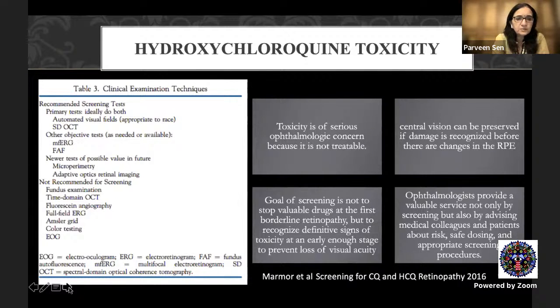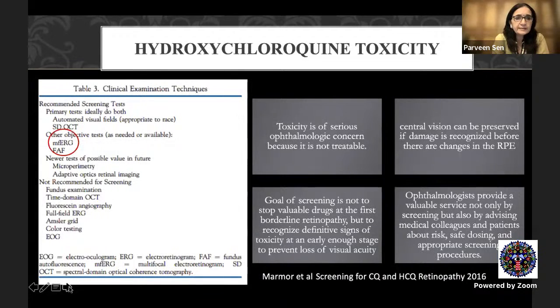Just a few words about it. Toxicity due to HCQ is extremely important because it is non-treatable, and the central vision can be preserved if the damage is found in the early stages and you stop therapy. But at the same time, you must understand that HCQ is a very valuable drug, and you should not just stop it at the first sight of suspicion, but definitely document toxicity before you stop it.